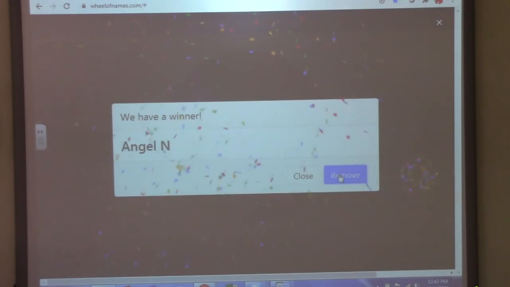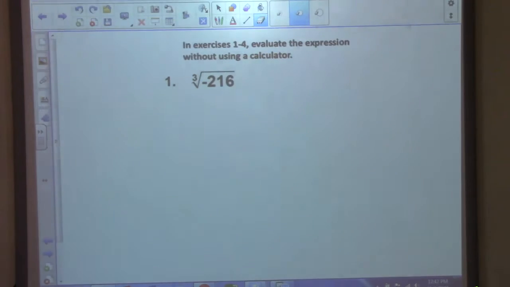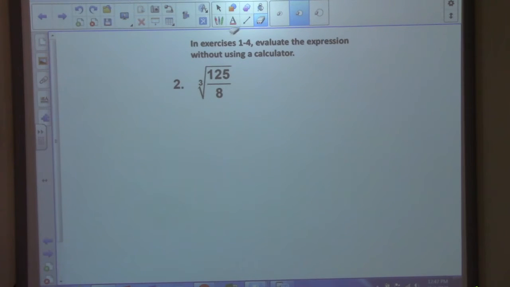Angel, on this one, if you have trouble, you know who you could turn to for help, right? What is this one going to be? 5/2. 5 over 2, okay? Which is your cube root of 125 over cube root of 8. Is that what you got, Kayla? Yes. It says to do this without a calculator, but you can keep your calculator by the side to check your work. All right, I'll give you some credit for that here, Angel.